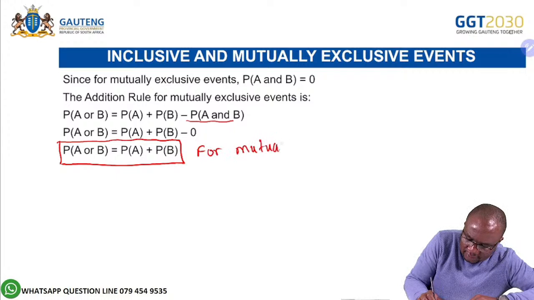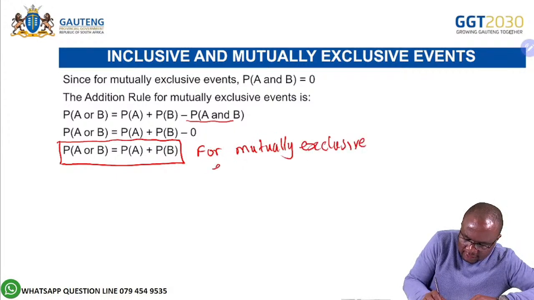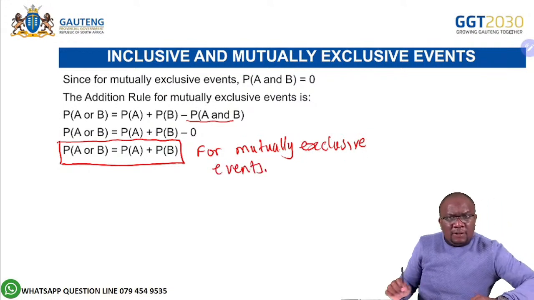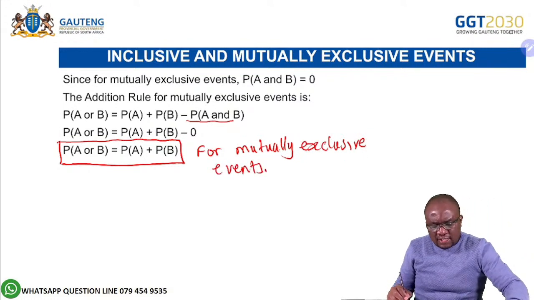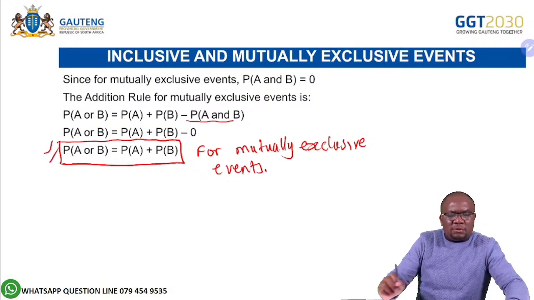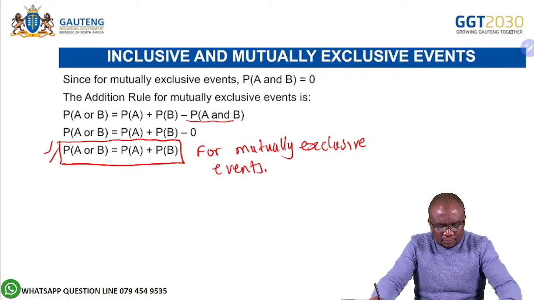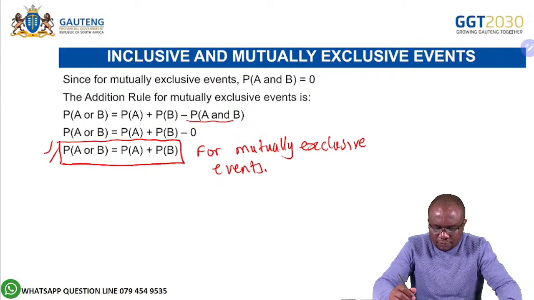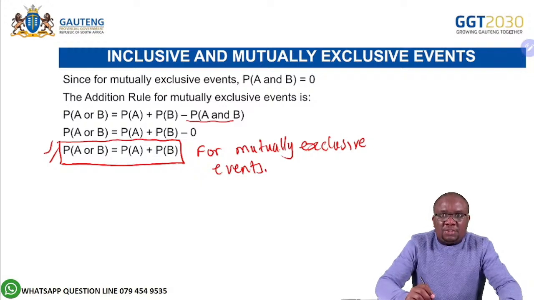mutually exclusive events. Okay, do that. Just for 30 seconds, I'll wait for you here. 30 seconds, just write that. Just this is fine for mutually exclusive events. Okay, should be done by now.